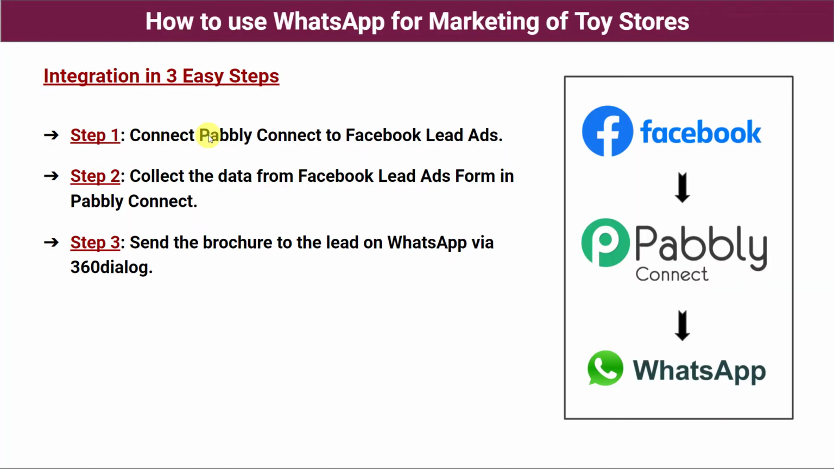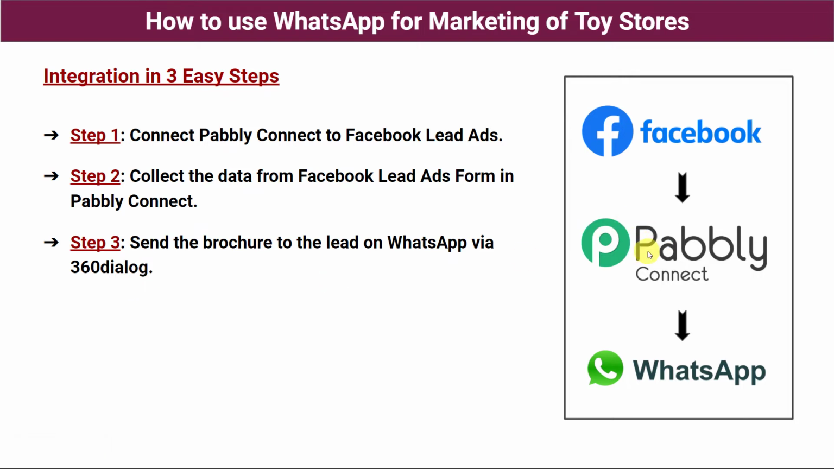Step 1. Connect Pabbly Connect to Facebook lead ads. So first we have to go to Pabbly Connect and we have to create an integration between Pabbly Connect and Facebook lead ads. Step 2. Collect the data from Facebook lead ads form in Pabbly Connect. So at step 2, Pabbly Connect is going to capture the data from Facebook lead ads form. Step 3. Send the brochure to the lead on WhatsApp via 360 dialog.